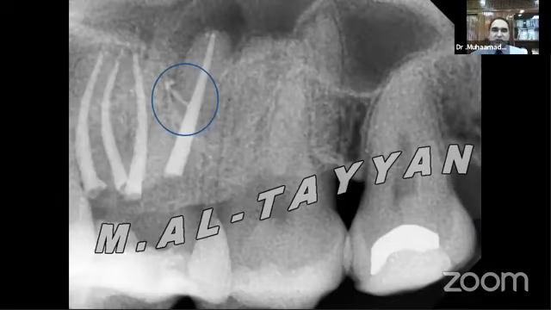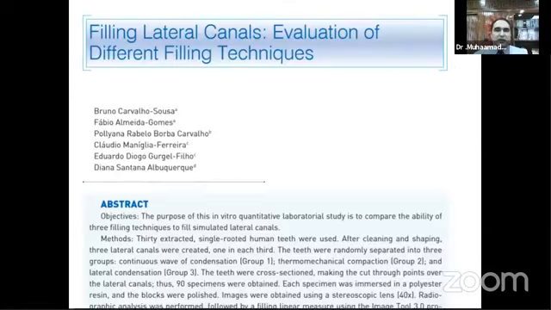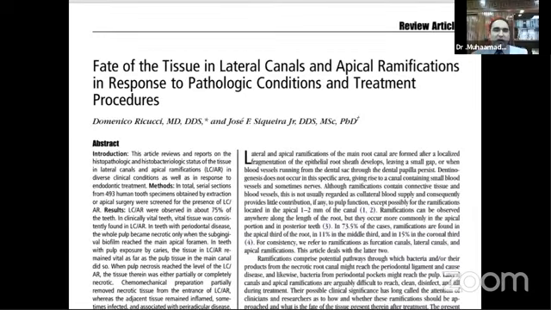And there has been a lot of research in the literature concerning the investigation of filling these lateral canals. This is, I suppose, an Italian study. Another Brazilian study here tried to compare different techniques in filling these lateral ramifications of the root canal. And this is a Turkish study. In fact, a very nice paper was published in the Journal of Endodontics in 2010, which questioned the fate of the tissue in lateral canals and apical ramification in necrotic cases and after root canal treatment.